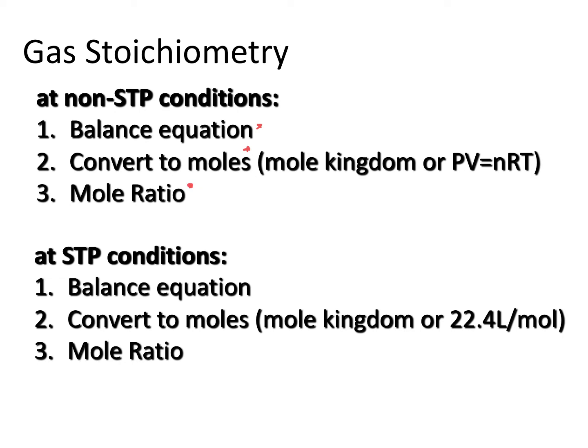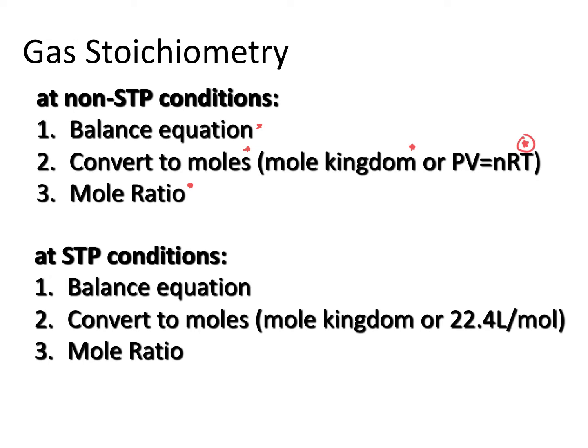The main difference here is that instead of just using the mole kingdom to convert grams to moles or molecules to moles, you're now going to have the ability to convert between volume and moles using the PV equals nRT equation. So really all the steps are going to be exactly the same as what we've done in the previous stoichiometry lessons, but now we have an additional means of converting into moles.